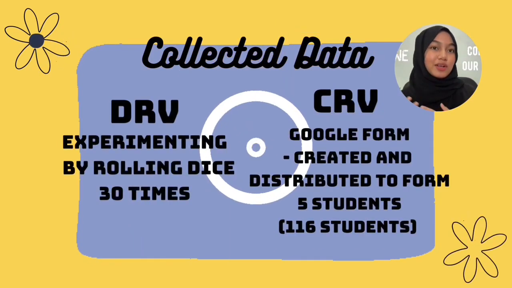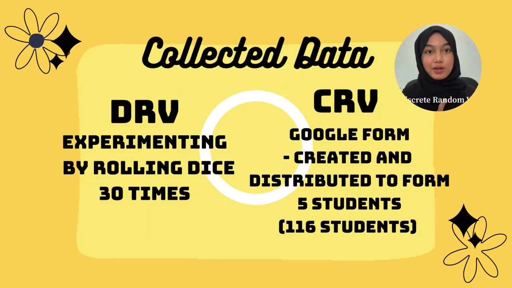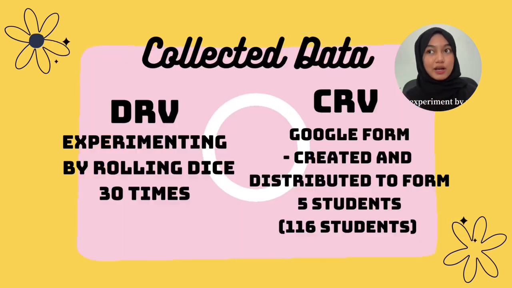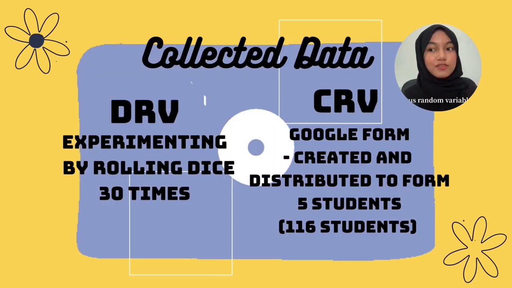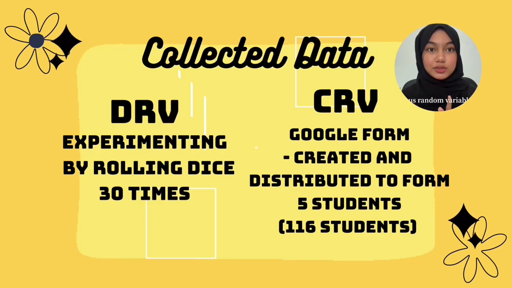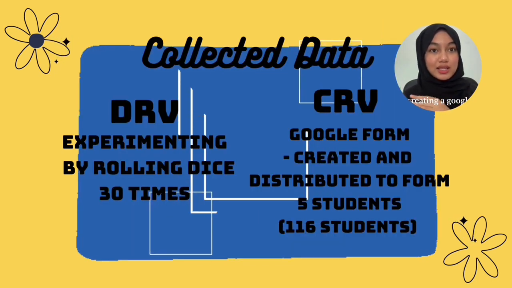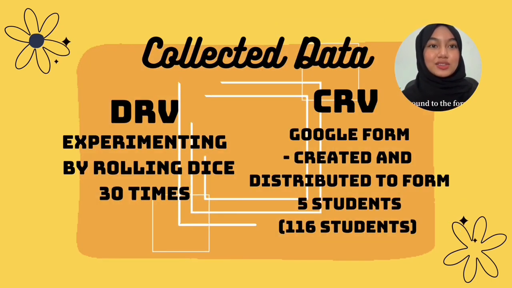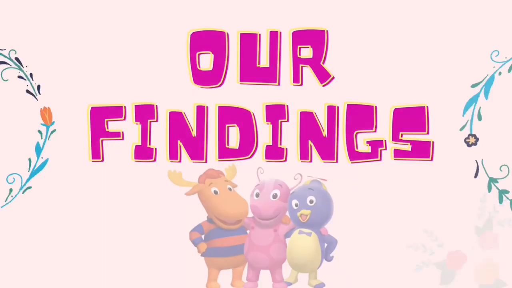How did we collect our data? For discrete random variables, we did an experiment by rolling dice for 30 times. For continuous random variables, we made a survey by creating a Google form and sharing it around to the Form 5 students.